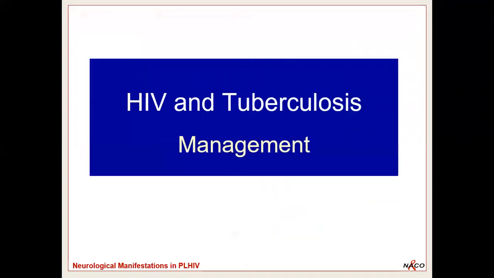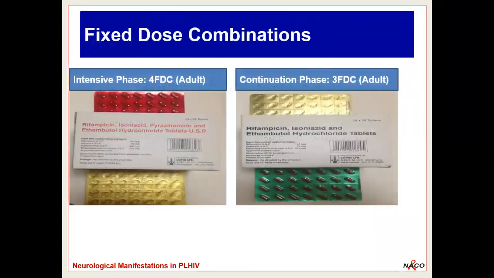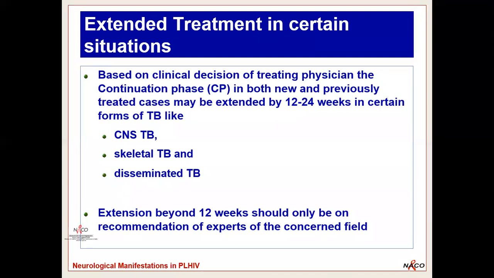So, HIV and tuberculosis management. I think we all know about these, the difference of new and previously treated cases and the treatment regimens. I'm sorry that some of the slides I might skip. Next slide, please. You see the FDC combinations that we have for the intensive phase and the continuation phase. Next slide, please. In the overall treatment regimen, based on the clinical decision, the continuation phase can be extended, typically seen in CNS TB, skeletal TB, and disseminated TB. That's something we have to keep in mind.